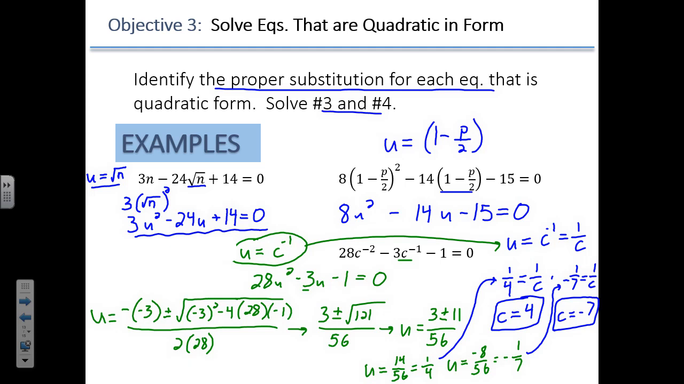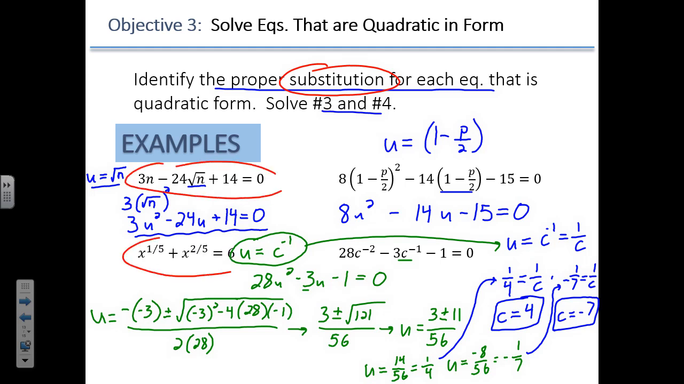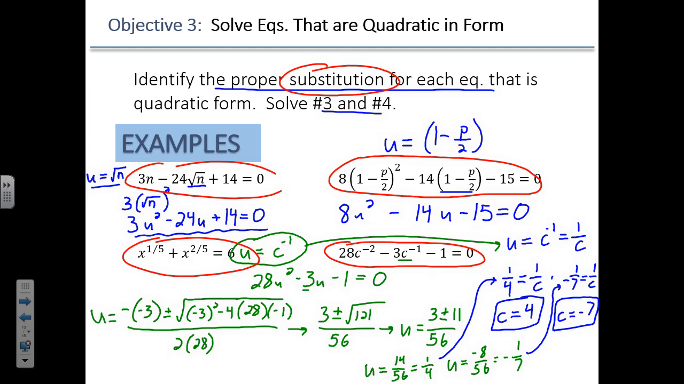So in short, this technique of substitution lets us solve all kinds of really complicated, messy-looking equations beyond what we could normally do by making them look as if they're quadratic. And then we can use factoring, like we did for this one, or the quadratic formula, like we did for this one, to solve.